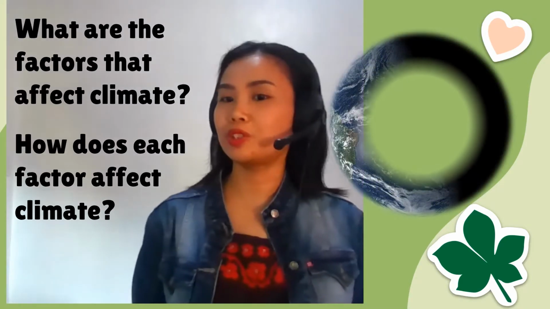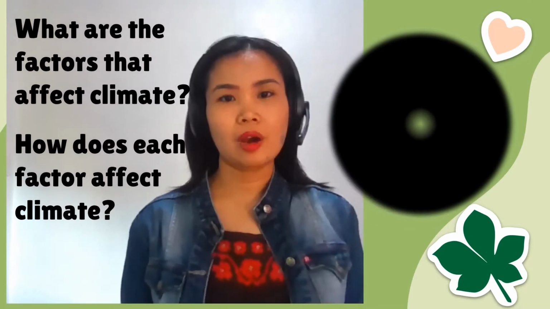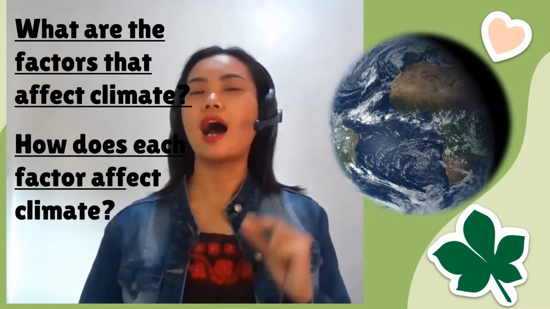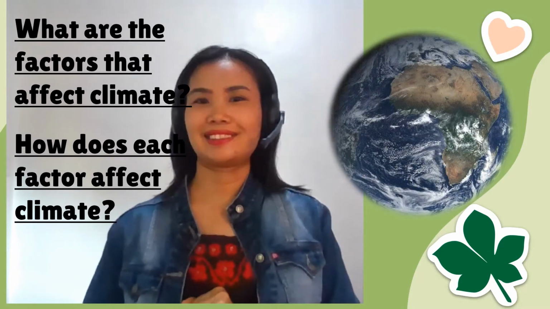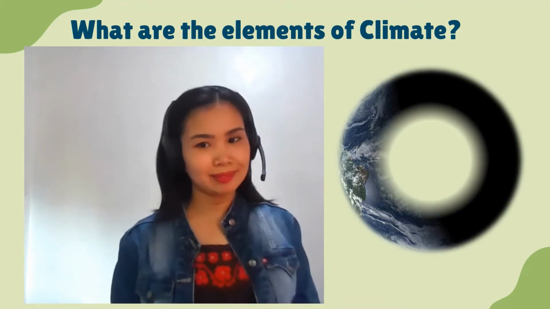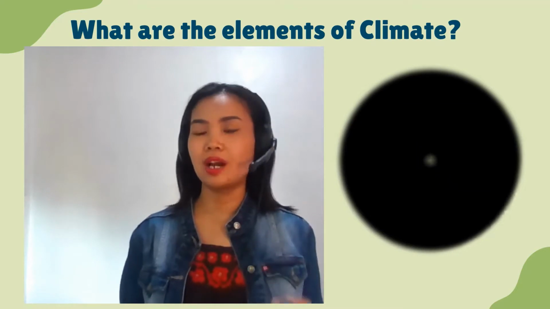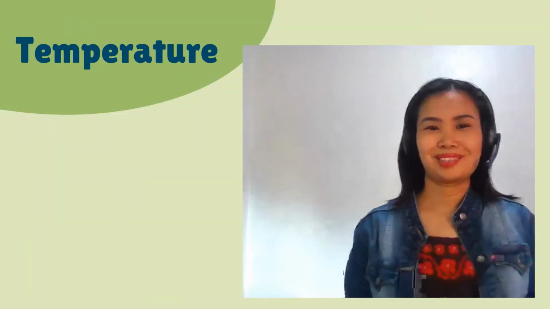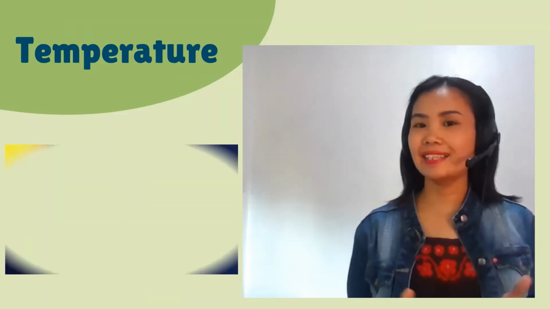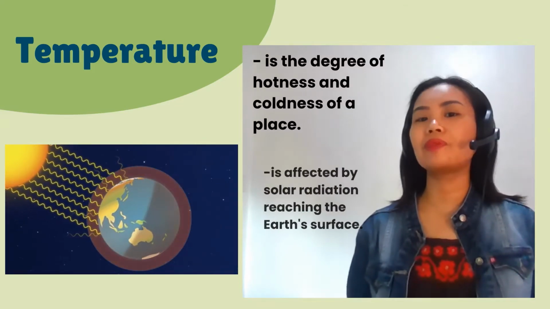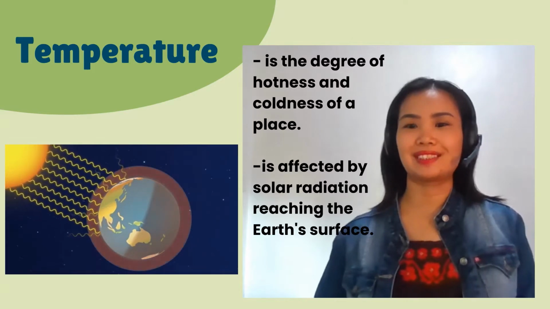So before we start our video session, allow me to ask some questions. What are the factors that affect climate, and how does each factor affect climate? And I want you to know, what are the elements of climate? As you can see, we have here temperature, humidity, precipitation, pressure, and winds. So what is temperature? It is the degree of hotness and coldness of a place. It is affected by solar radiation reaching the Earth's surface.